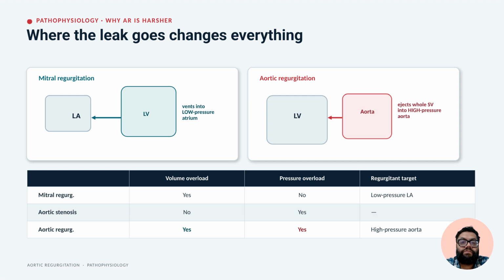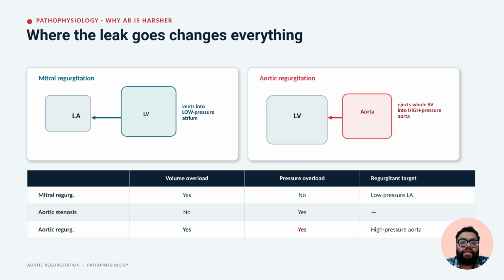The regurgitant aortic valve gives no such relief. The ventricle still has to eject its entire stroke volume into the high pressure aorta and then watch a chunk of it leak back in. So AR layers a pressure overload on top of the volume overload, while mitral regurgitation is essentially volume alone.